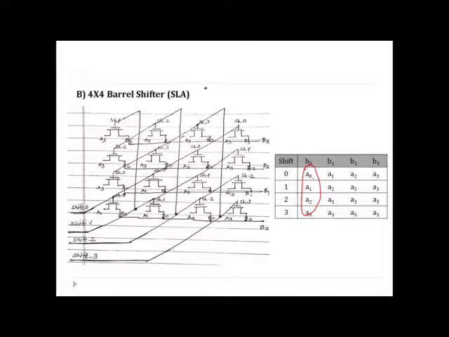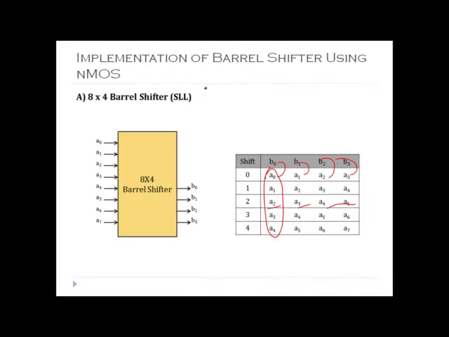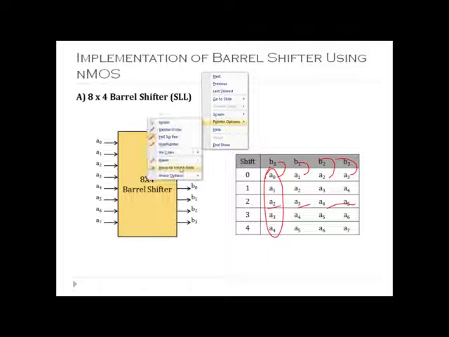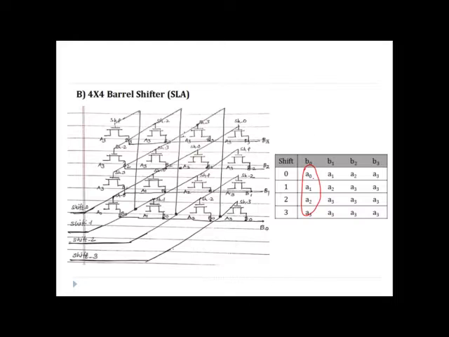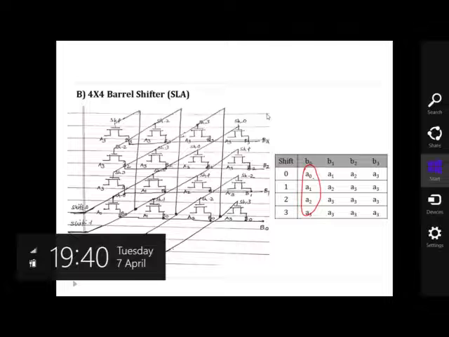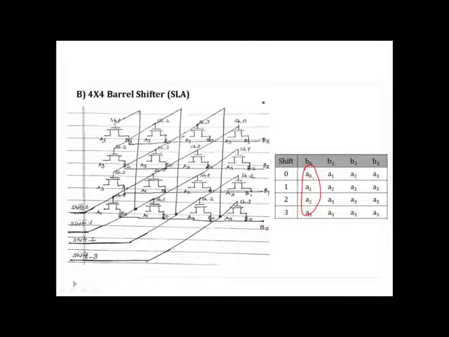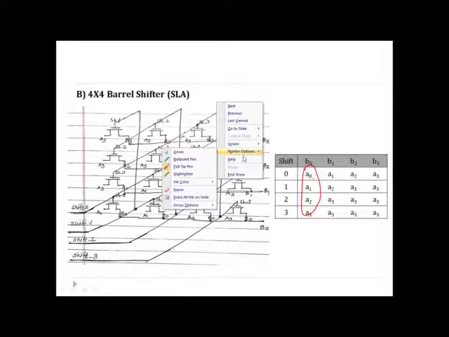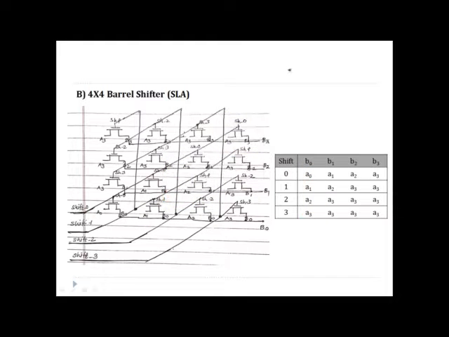Okay, so this was a logical shift operation. So we'll move ahead and we'll see the implementation of arithmetic shift operation. And because we have already seen 8 cross 4, here we will see 4 cross 4 operation. Okay, so here there is a particular way of drawing this circuit. Let's look at how to draw it. Before we look at the circuit, let's first see how to draw the circuit.